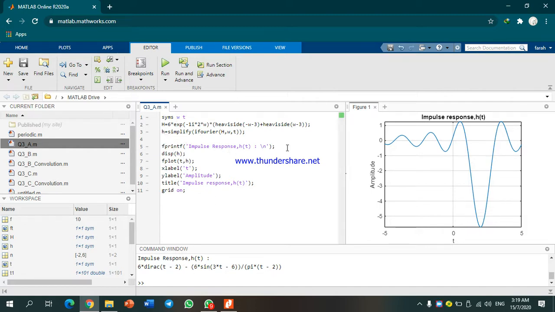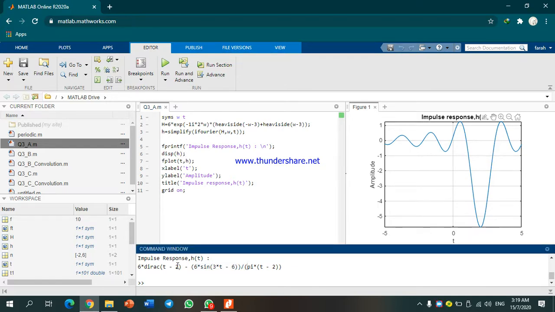This is how we show it in the command prompt. This is the answer of the impulse response that we got, and this is how we display it on the command prompt, and this is the graph of the impulse response. As we can see, this graph has a negative sign, you can see here and here, from negative 5 to 5.